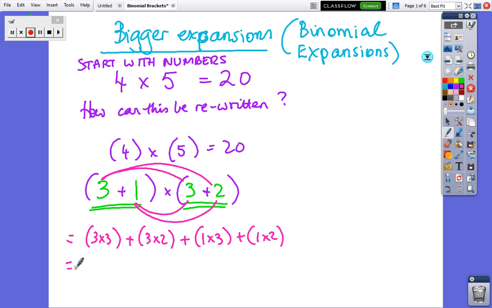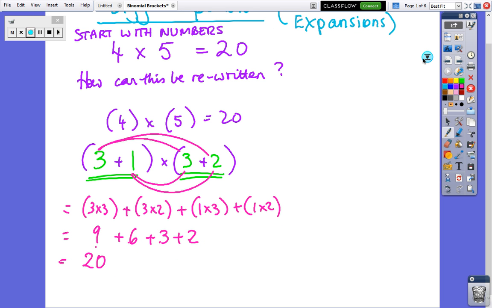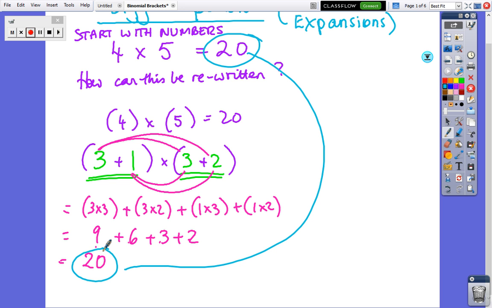So can you do that? Pause and then come back. Okay, so we've got 9 plus 6 plus 3 plus 2. 9 plus 6 is 15, 15 plus 3 is 18, 18 plus 2 is 20, and we had to get the same answer because it's the same question. So this method I've just done is like using lines to join the numbers in the first bracket with each of the numbers in the second bracket.